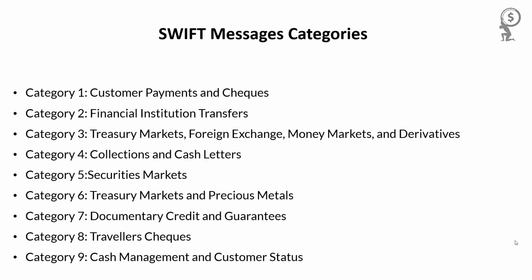The MT messages are divided into 9 categories. And the most important categories are category 1, that's the customer payments and checks. Category 2 is financial institution transfers. And category 9, cash management and customer status. For example, in category 1, we have the very famous message that is called MT103. We can use it as an example to explain the naming of these messages.